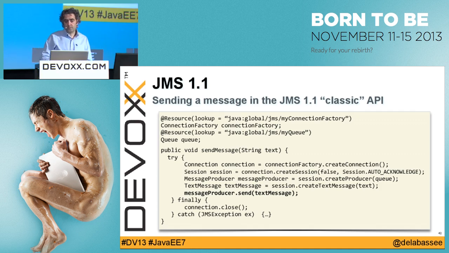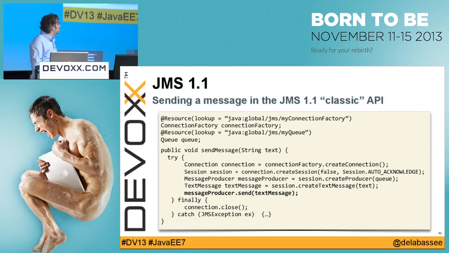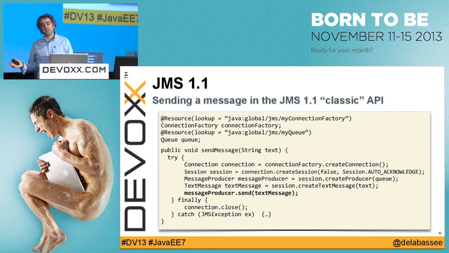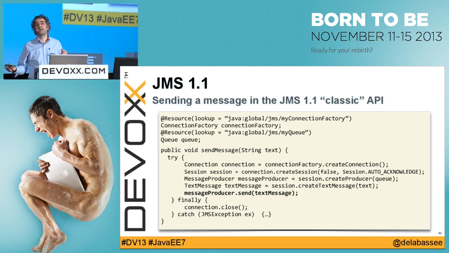Then from the connection factory, we get a connection. From that connection, we need a session. To get that session, we have to pass parameters, which in the case of Java EE are misleading. And obviously, if you don't pass them, you don't have the right signature, so that won't work. So you have to pass those misleading parameters, but you have the session.